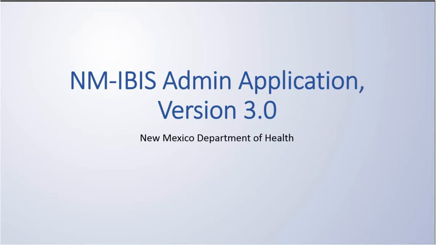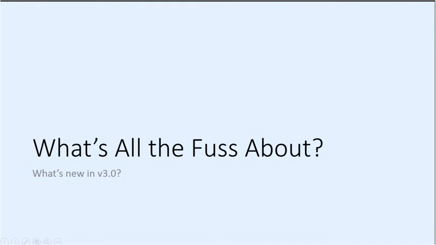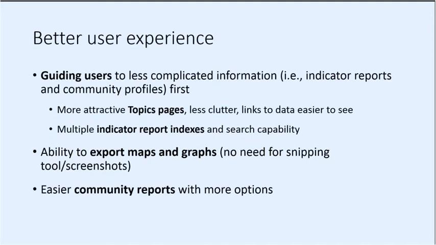So the first thing I wanted to do was talk about why we went to 3.0, or what's all the fuss about. One is we want to provide users with a better user experience. So guiding users to less complicated information first, like indicator reports and community profiles, topics pages that have less clutter and links that are easier to see and use, and multiple indicator report indexes to search for indicator reports more easily. 3.0 will also allow users to export graphs and maps, so no need for screenshots anymore, and easier community reports with more options for the users.